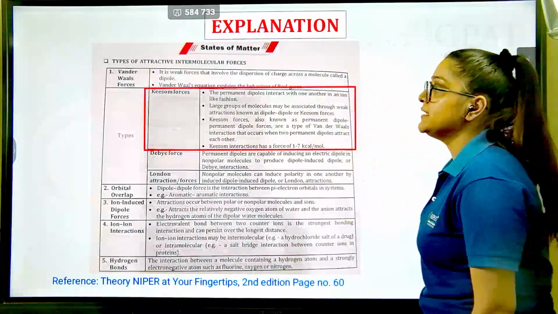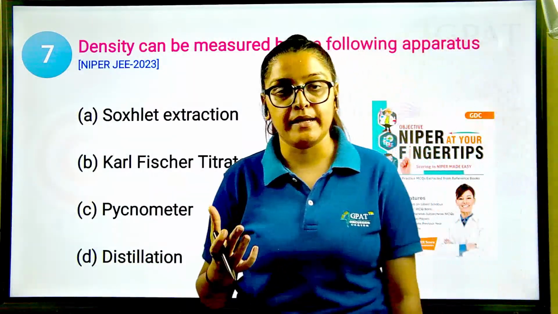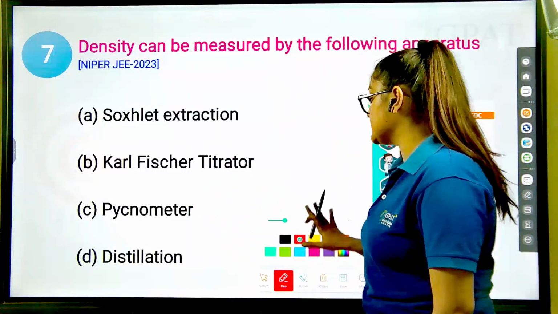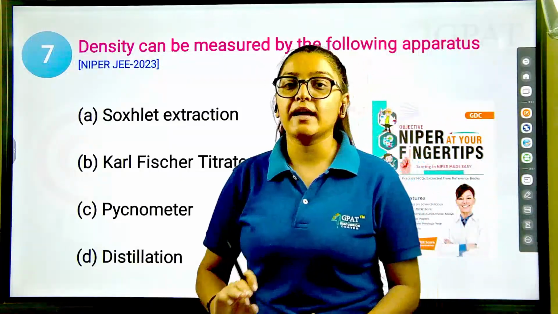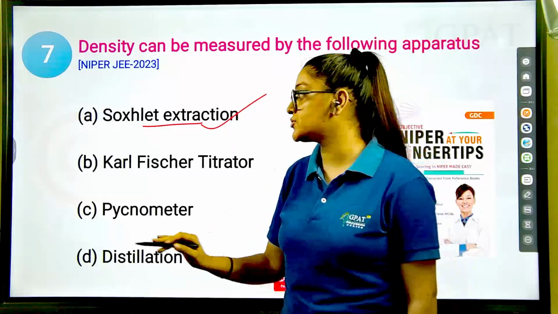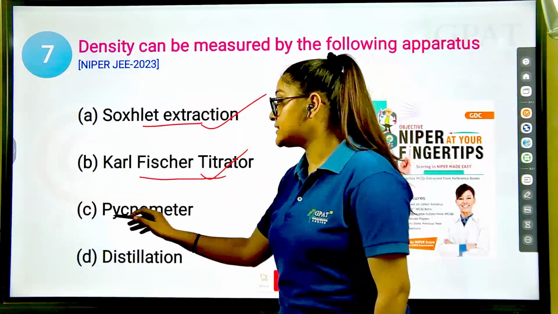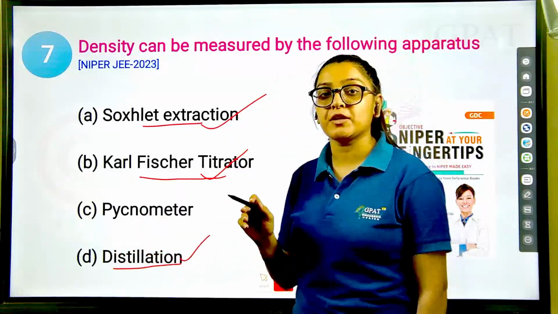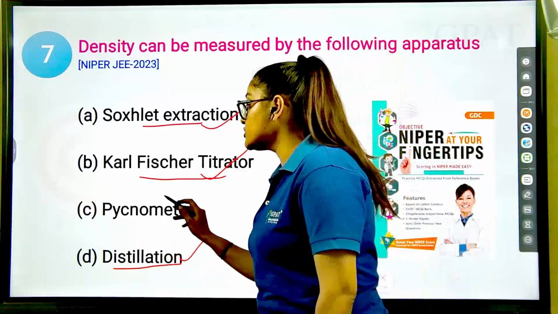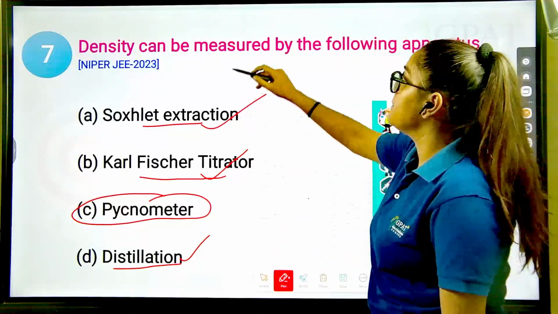Okay. Next, let's see. Density can be measured by which of the following apparatus? So, even if you do not know the name of the apparatus, I guarantee you must be aware of what is Soxhlet extraction. You have heard it in pharmacognosy. What is a Karl Fischer titrator? You must have heard in analysis. What is a distillation apparatus? For purification and separation purposes we use it in pharma engineering, you must have studied. So the pycnometer is actually used for the density measurement, right?